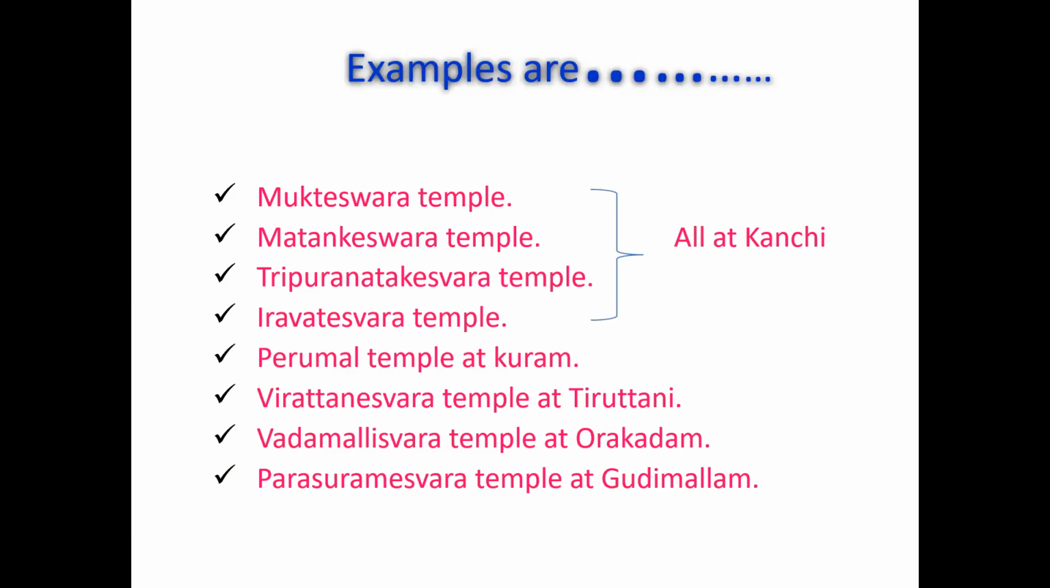Mukteshwara temple, Mandageshwara temple, Tirupurandakeshwara temple. These temples are at Kanchi. Airavadishwara temple, also in Kanchi. Perumal temple at Kuram. Veerataneshwara temple at Tirutani. Vadamalleshwara temple at Varagadam. Parameshwara temple at Gudimallam.